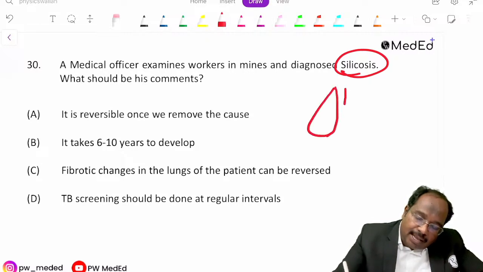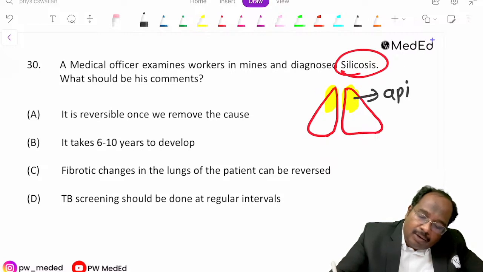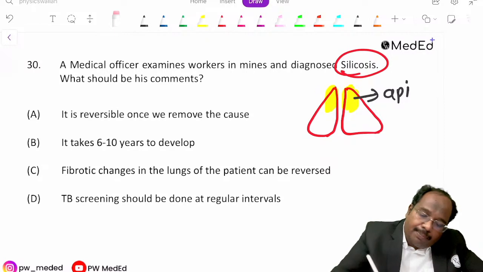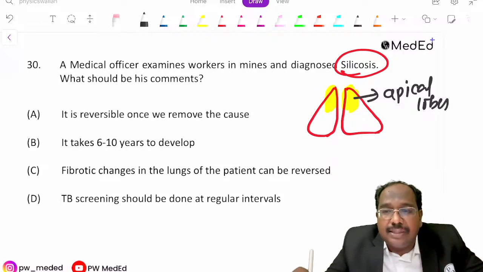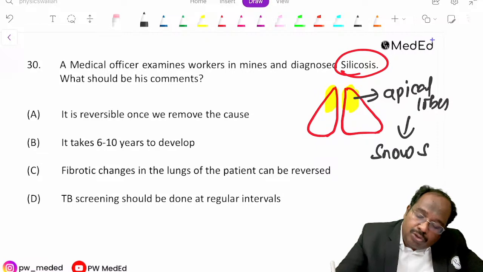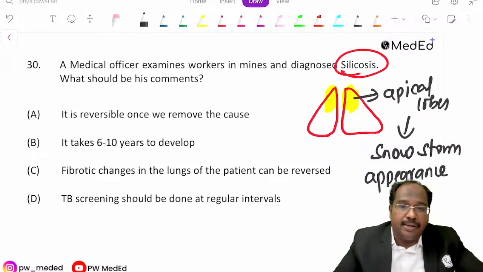Silicosis affects the apical lobes, guys. It will affect the apical lobes. What are the X-ray features of silicosis? If you take an X-ray, it will show a snowstorm appearance.